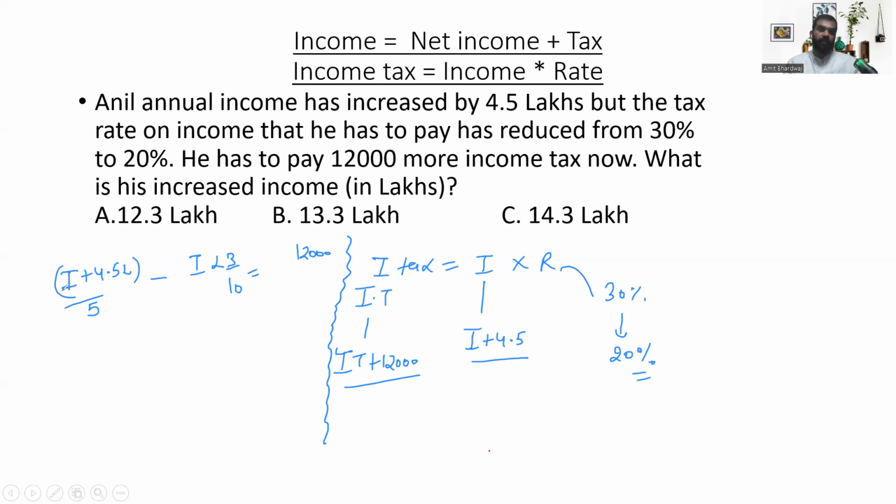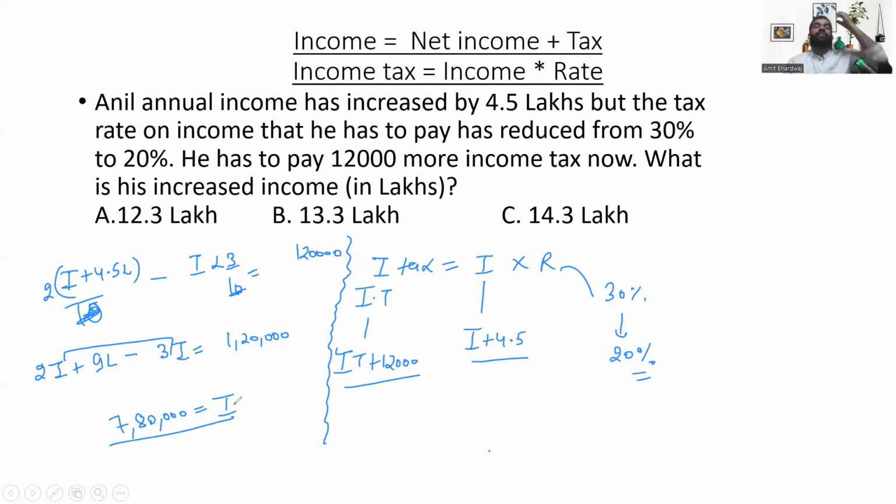So you can say if you will multiply with the 2 here and 10 here, this will become 10. Remove 10, 10, and this will become this. So 2I plus 4.5 into 9 lakh minus 3I should be 1 lakh 20,000. Okay. So value of I should be 9 lakh minus 1 lakh 20,000. This will give you 7 lakh 80,000. Okay. What is his increased income? This is the question. So add 4.5 in here. 4.5 is 4 lakh 50,000. 12.3 is the answer. A is the right answer.